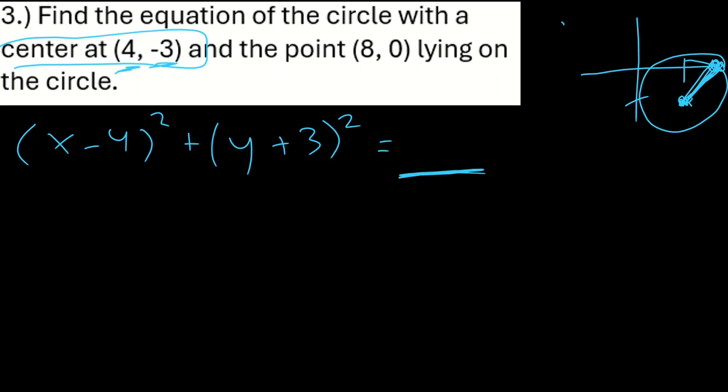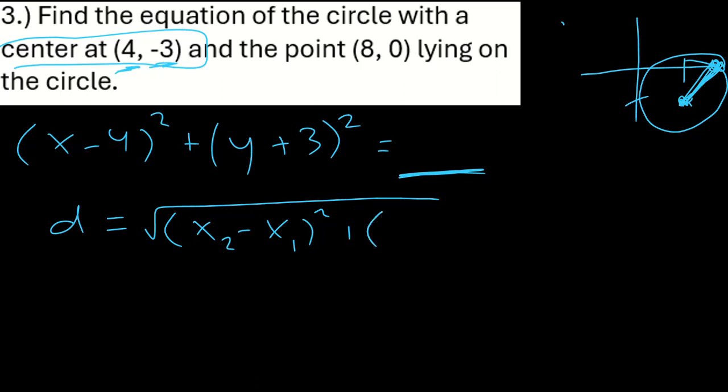Well, notice that your radius is the distance between the center and the point on the edge. So what I want to do is go back to my semester 1 geometry and use my distance formula. Remember, your distance formula is the square root of (x2 - x1) squared plus (y2 - y1), and then that whole thing is squared.